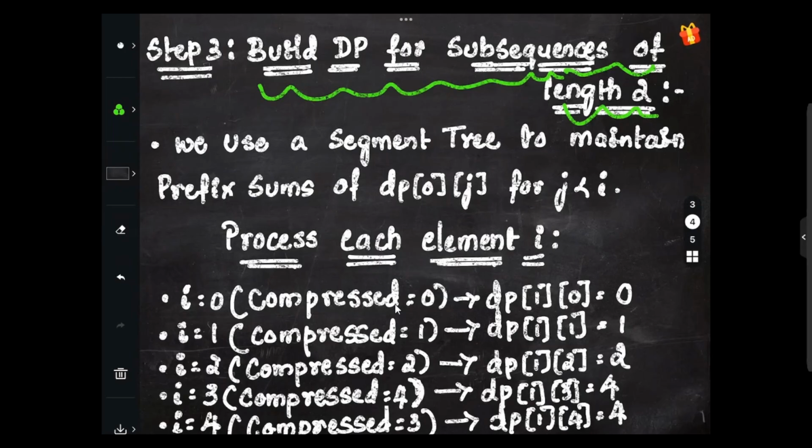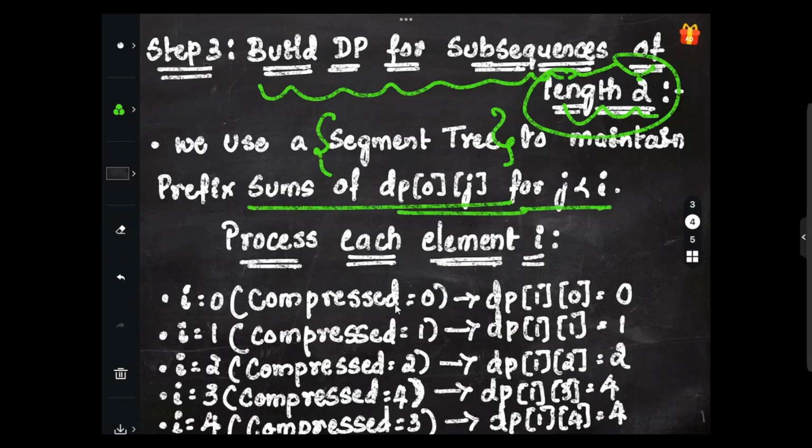Length 2, strictly I have written here length 2, right? So we will be making use of the segment tree along with the DP to maintain the prefix sums of DP of 0j for j less than I. That is the reason we'll be going with the segment tree here. Along with the DP, we'll be making use of the segment tree for what reason? To maintain the prefix sums.